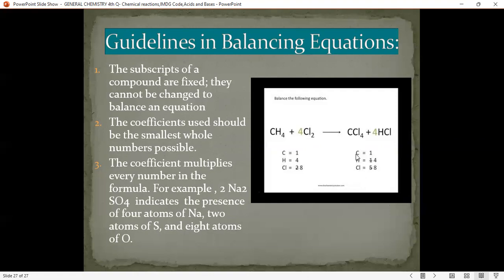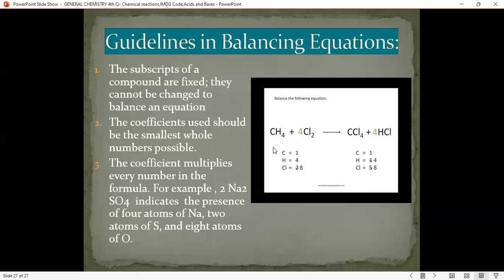Okay, so what will happen, class, is we have to know first the number of each and every element. In the reactants, we have carbon 1, hydrogen 4, and Cl 2. And then in the product side, we have carbon also 1, hydrogen 1, and chlorine, we have 1, 2, 3, 4, 5. So 5 na sila, class. Okay? So what will happen next?